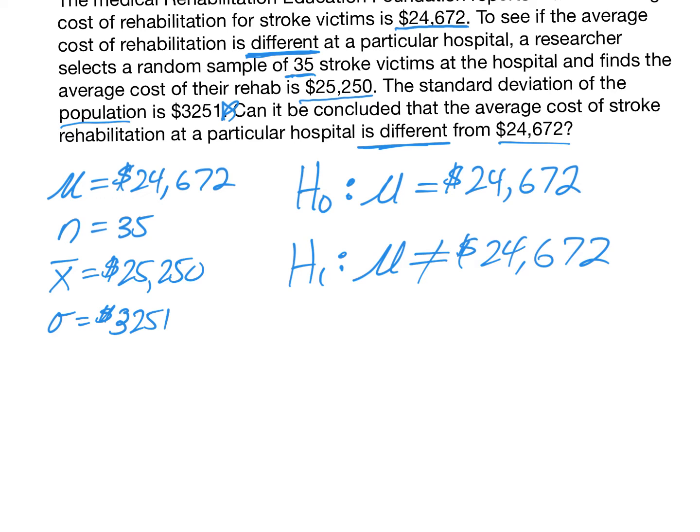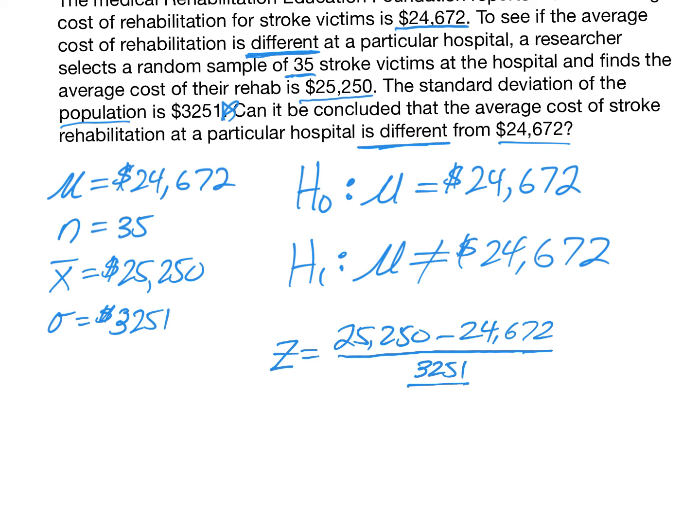We're still going to find our test statistic Z. I'm not going to write the formula this time, but I'll say it as I write the numbers in. It's X bar, 25,250, take away mu, 24,672, divided by sigma, 3251, which is divided by the square root of n, 35. We plug this into Mr. Calculator and it spits out a 1.05. Again, we're going to look at a level of significance of 0.05.